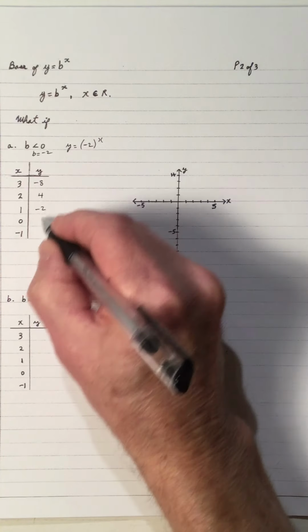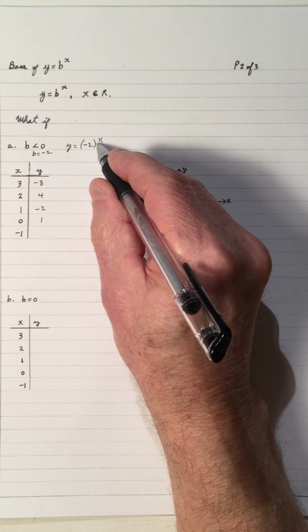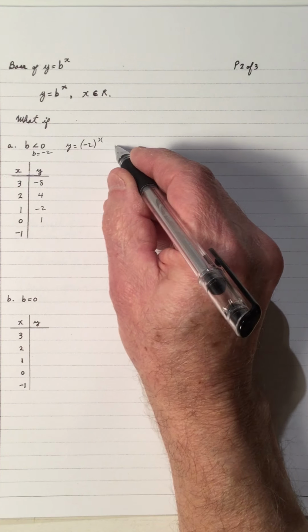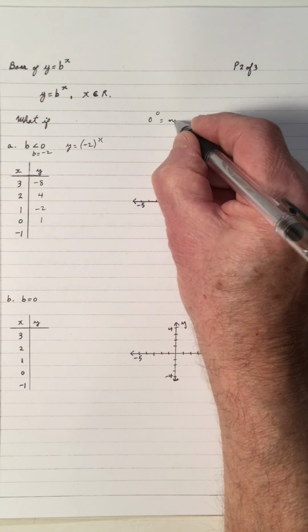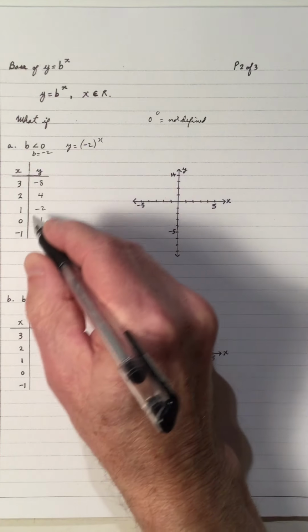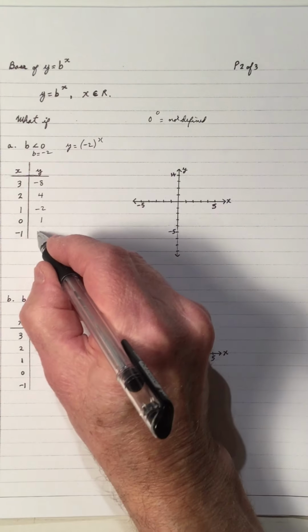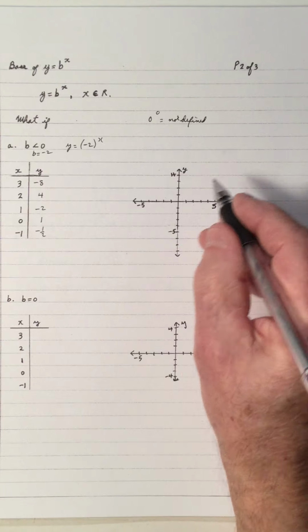When x is 0, negative 2 to the 0 is 1. Any number to the 0 power is 1 except 0. Again, 0 to the 0 power is not defined. What about negative 2 to the negative 1? That gives you negative 1/2, which is 1 over negative 2.